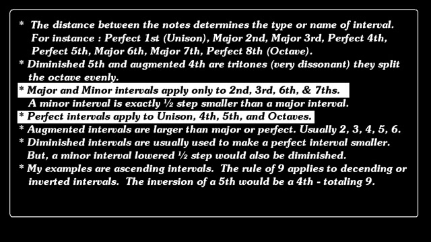My examples are of ascending intervals. The rule of 9 applies to descending or inverted intervals. The inversion of a fifth would be a fourth, totaling 9. When determining the interval between 2 notes played at the same time, use the lower note as the first note.